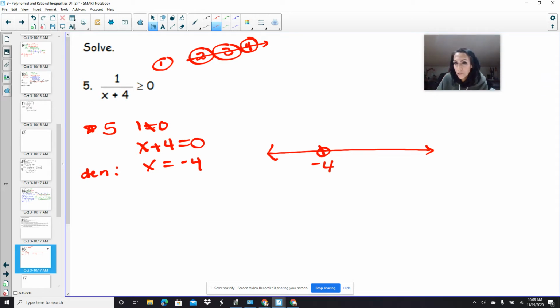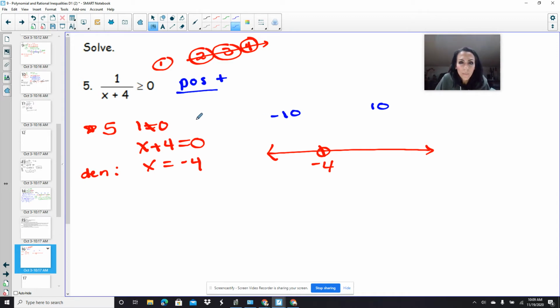So we have only 2 regions here. We have this region and this region, okay, because we only have one critical value. So we are going to pick -10 and 10. Just pick a point in each region. And we're going to use the inequality to determine whether or not the region should be shaded or not. Okay, so over here, we're looking for a value that we could plug in for x that would produce a number greater than or equal to 0. That means we're looking for positives.